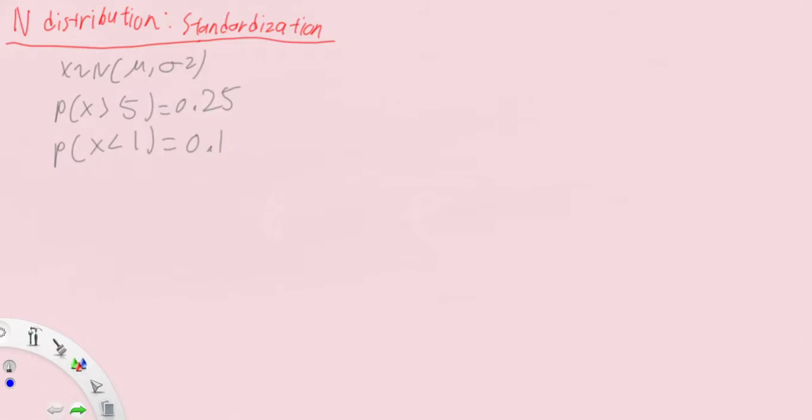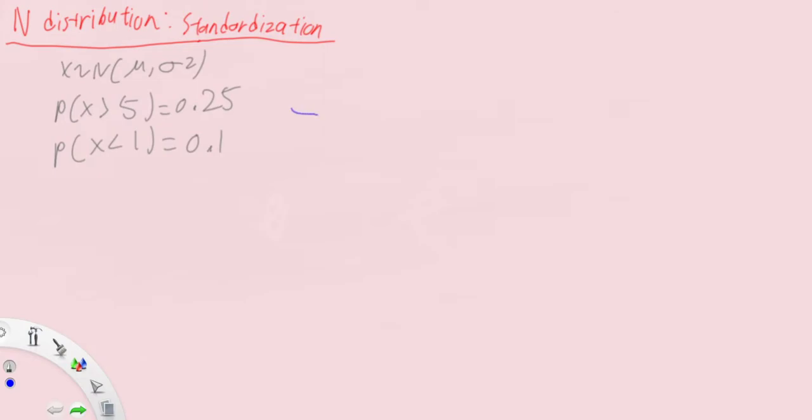Hey everyone, so continuing with standardization, we have one of the examples where we are given that x follows a normal distribution with unknown parameters mu and sigma squared, but we are given two particular probabilities: the probability that x is bigger than 5 is 0.25, and the probability that x is less than 1 is 0.1. So intuitively, you know that the mean must be less than 5 and more than 1.